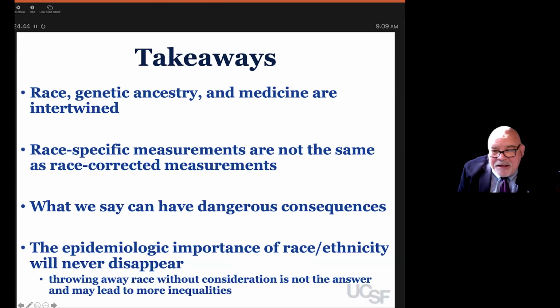The takeaways that I would like you to get from this is that race, genetic ancestry, and medicine are tightly intertwined. Race-specific measures are not the same as race-corrected measures. What we could say can have dangerous consequences, and that's a message, a reminder for myself, and a reminder for my colleagues who are speaking today. The epidemiologic importance of race will never go away. Throwing race away without consideration is not an answer. We threw away race for kidney function, and we told people to measure body mass. I can guarantee you that no physician is trained in how to measure body mass.